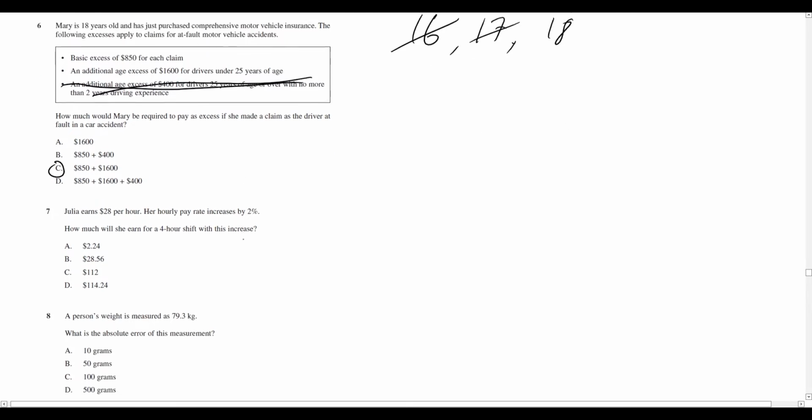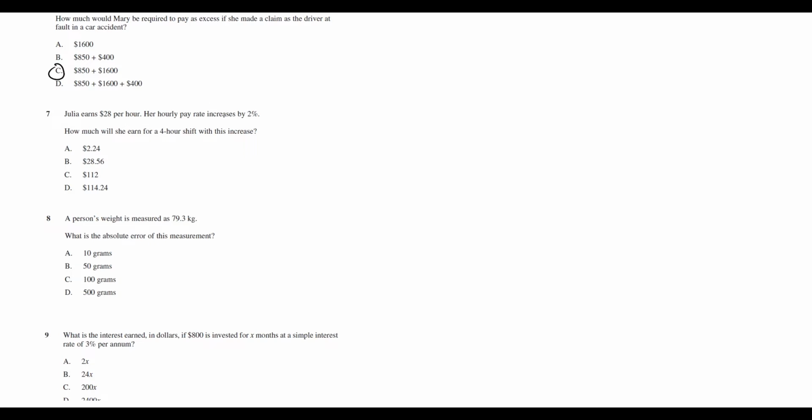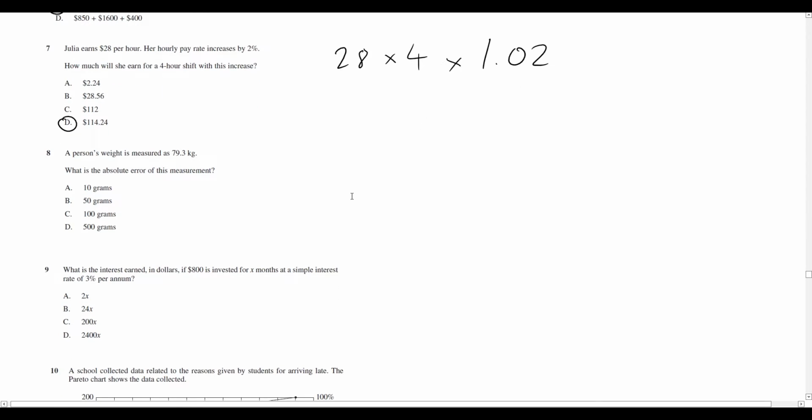Okay, part 7. So Julia earns $28 per hour. Her hourly pay rate increases by 2%. So how much will she earn for a 4-hour shift with this increase? Okay, so what we can do here is we can actually just say $28 times 4 and then times 1.02, because 1.02 represents an increase of 2%. And when we calculate that, we get our answer of $114.24.